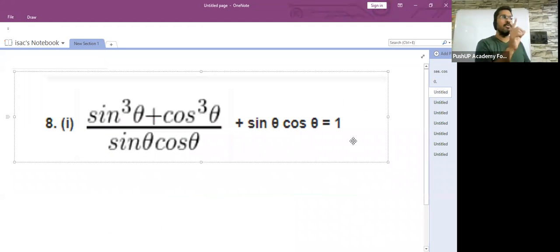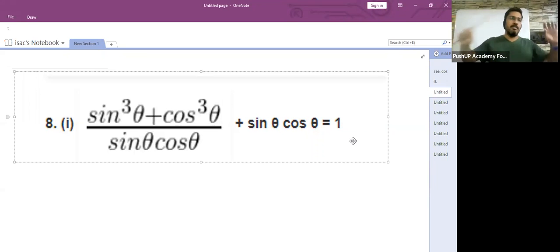Yesterday, I taught you how to do the factorization of a cube plus b cube. Remember? Remember a cube plus b cube. What is a cube plus b cube?